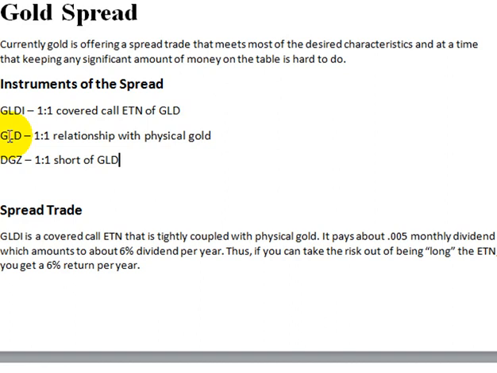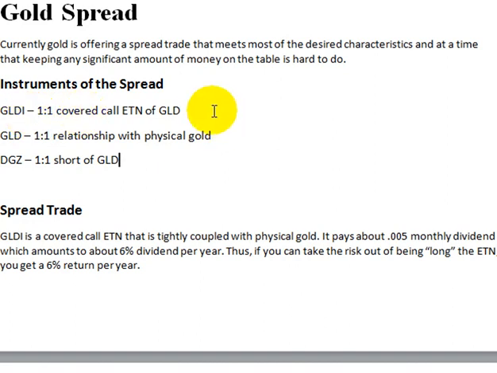So gold itself, you know what that is, GLD. It mirrors gold physical. And so as gold physical goes up, it goes up. If it goes down, it goes down. DGZ is a one-to-one short of that physical. So it's a one-to-one relationship with gold inversely.